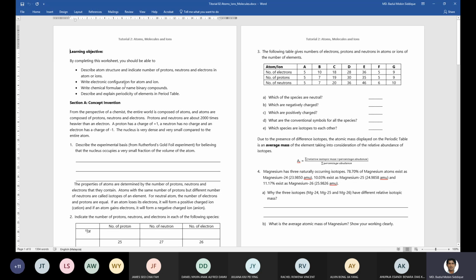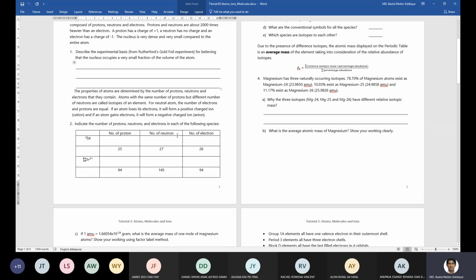Okay, so our tutorial says, first question: describe the experimental basis from Rutherford's gold foil experiment for believing that the nucleus occupies a very small fraction of the volume of the atom. So that's what I was just explaining, right? When all the alpha particles were going through it, that means only a small amount is occupied, which is what deflects the particles.